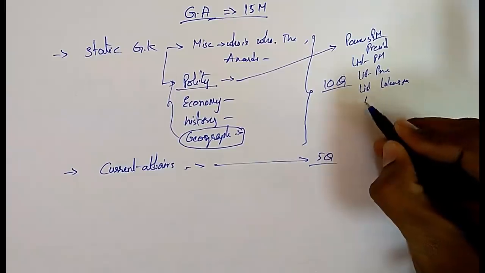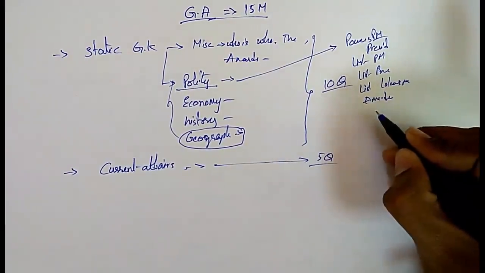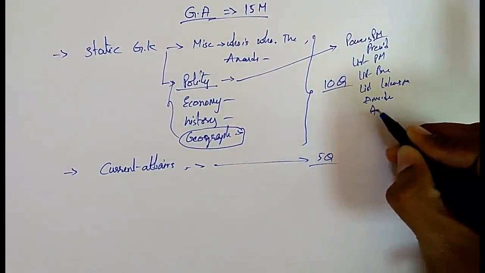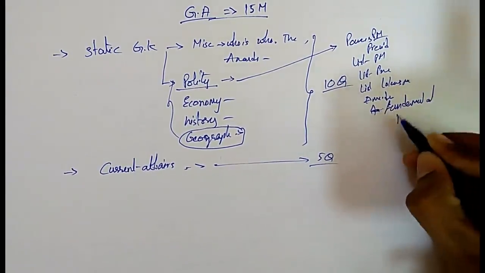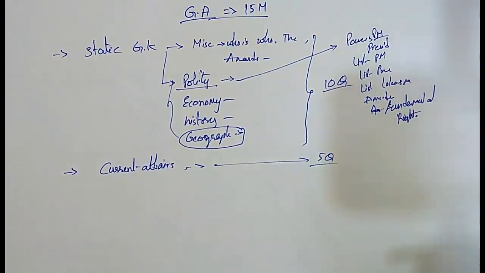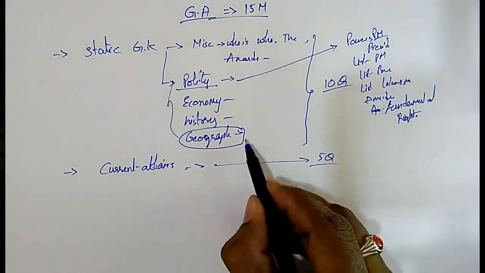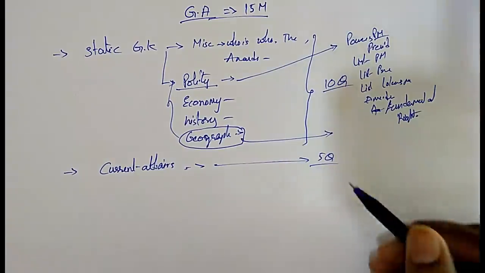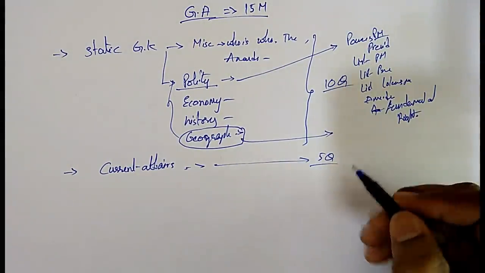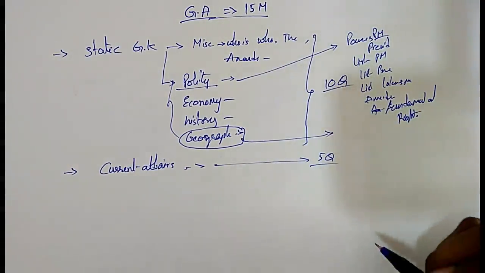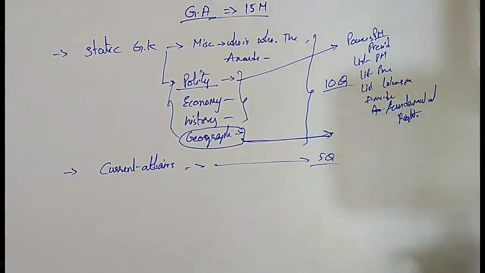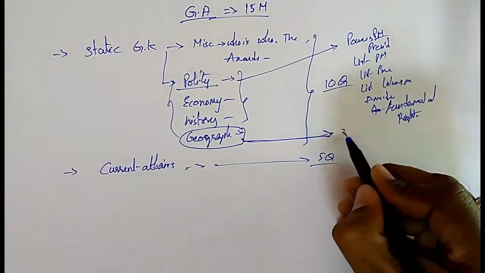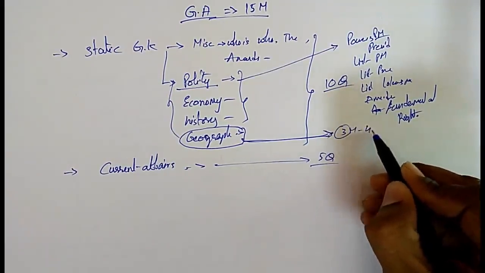And some important amendments, and fundamental rights. These are very important. Coming to geography, Bharat sir already discussed the geography classes. These classes are very important, and geography has more weightage than polity, economy, and history. It has nearly 3 to 4 marks of weightage.